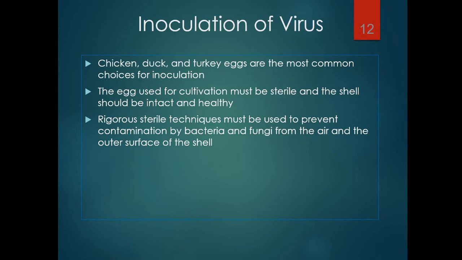Inoculation of virus. To inoculate the virus we use eggs; chicken eggs, duck eggs and turkey eggs are the most common choice for the inoculation of viruses. The egg used for the cultivation must be sterile. The shell should be intact, meaning it should not be broken, and healthy. Also, the embryo should be healthy as well as the egg.